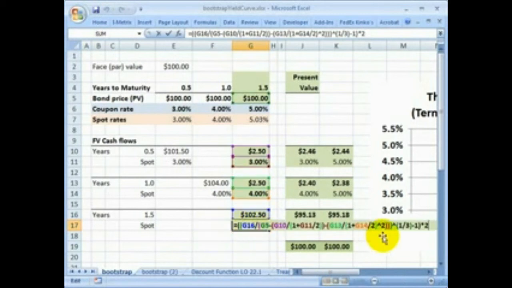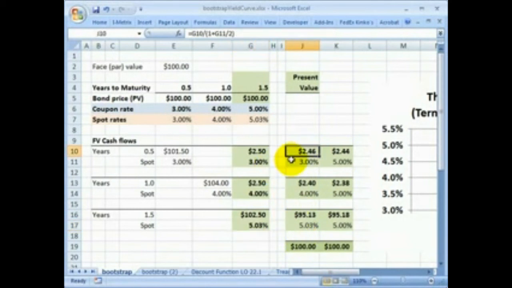In this case, the formula you have to rearrange a lot, but it's just algebra. And I won't bore you with that formula. I'll put it in the spreadsheet and upload it if you'd like to see it. But the outcome is right over here to the right, or the test of it. And now we see that if the first coupon of $2.50 is discounted at 3%, here's its present value. The second coupon of $2.50 is discounted at 4%, here's its present value.